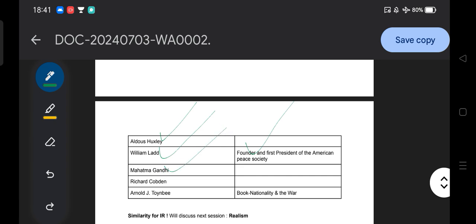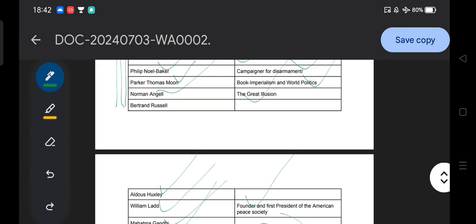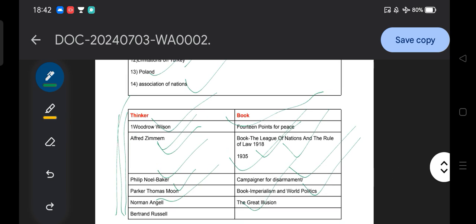Mahatma Gandhi has also a contribution towards idealism, we all know. Richard Cobden. Then Arnold J. Toynbee. This was also asked in your Telegram group. Most people did it wrong, and you have to remember that Arnold J. Toynbee belongs to the idealism school, and he wrote a book, Nationality and the War. So guys, in this way you can also prepare a list of thinkers and their books.